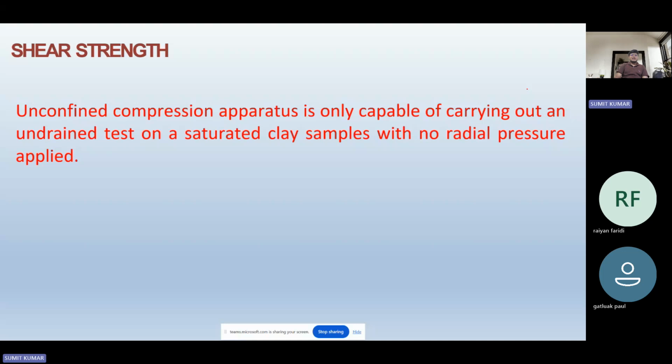Now, in the unconfined compression test, the apparatus is only capable of carrying out an undrained test, because the drainage control is not there in that test, and it uses a saturated clay sample with no radial pressure applied.